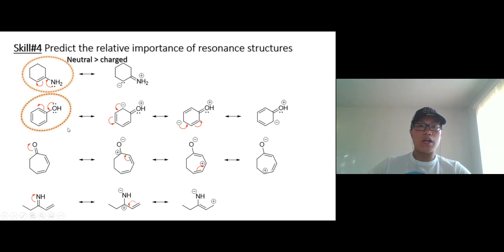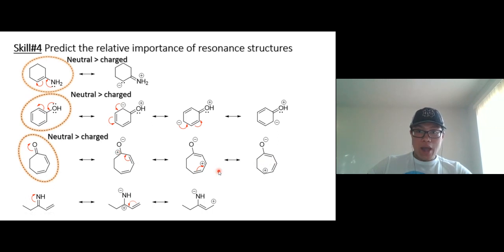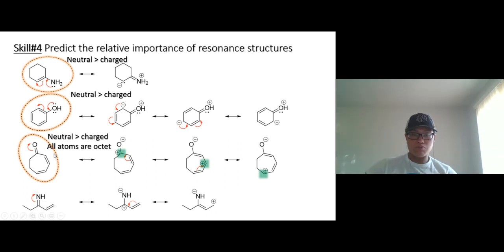The rest are charged. This guy is neutral. Now down here, who's the major contributor? Gotta be the first one as well. First of all, it's a neutral compound. The rest have charges, right? And you see the carbocation, those are not octet. So the first resonance structure is octet. So the real molecule will look more like the first compound, the first resonance structure.